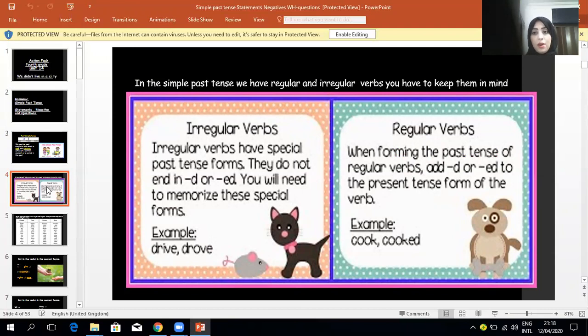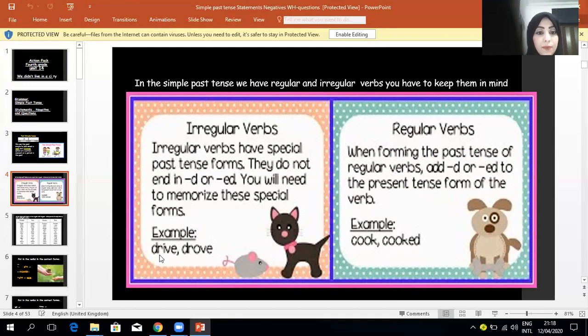Okay, so now we know when and why we should use simple past tense. But now, how do we make simple past tense statements? In the simple past tense, we have regular and irregular verbs. You have to keep them in mind. Irregular verbs have special past tense forms. They do not end in D or ED. You will need to memorize these special forms.